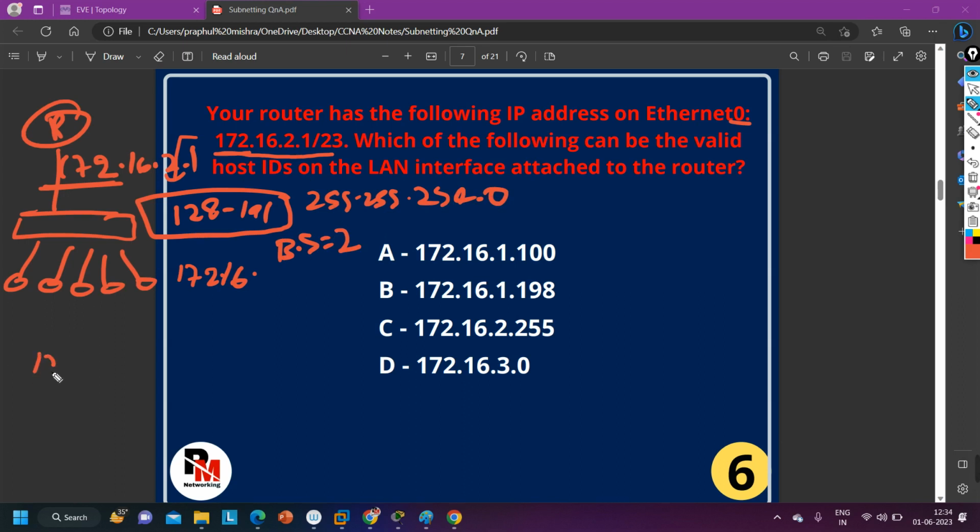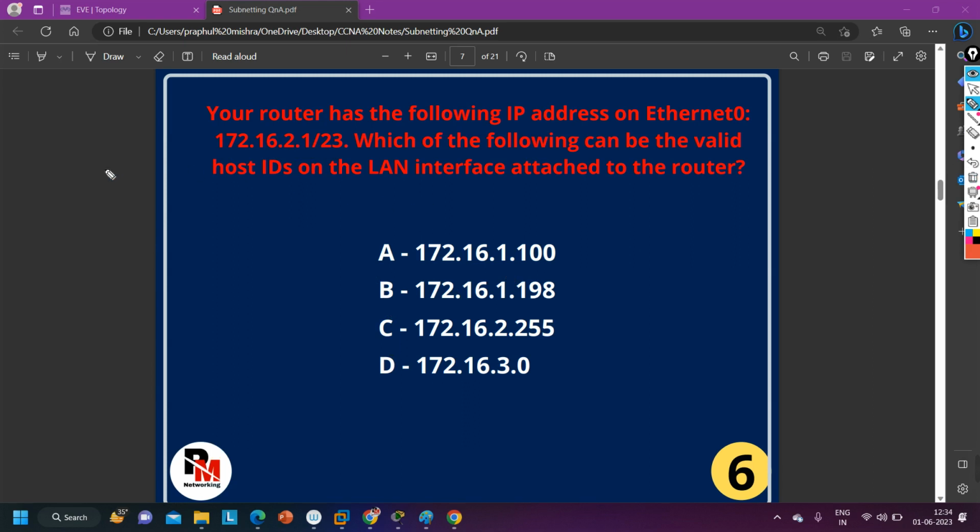So my first network is 172.16.0.0 and the second network is 172.16.2.0. This network will end on 172.16.3.255 because the next network will start from 4.0. So this IP address belongs to this network. I didn't get this part. Let me make you understand again.